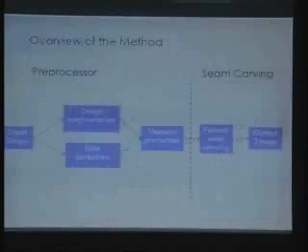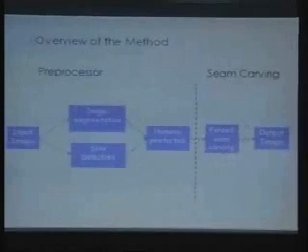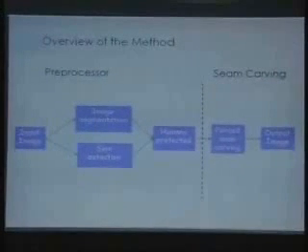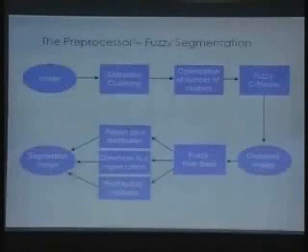Here is an overview of our method. We first segment our input image. In parallel, we detect the skin. We merge both of these to get the humans protected. Then after adding all the weights, we do seam carving and get the output image. The first part of the preprocessor is fuzzy image segmentation.